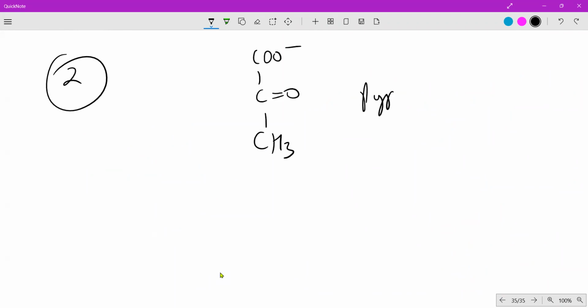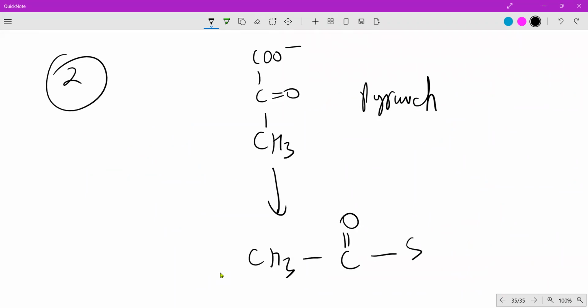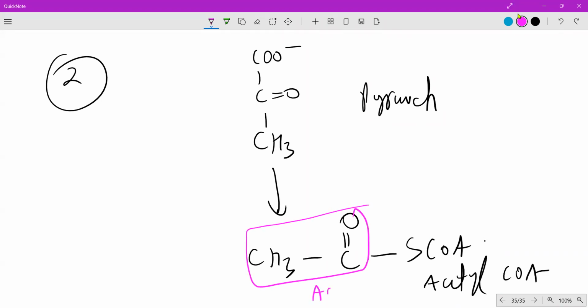Look at this, my friend. We are talking about the second reaction. What is pyruvate? This is pyruvate. And this is converted to what? This is converted to acetyl CoA. What is acetyl CoA? This is CH3, C double bond O, SCoA. This is acetyl CoA. This is the acetyl group. This comes from coenzyme A, CoASH.